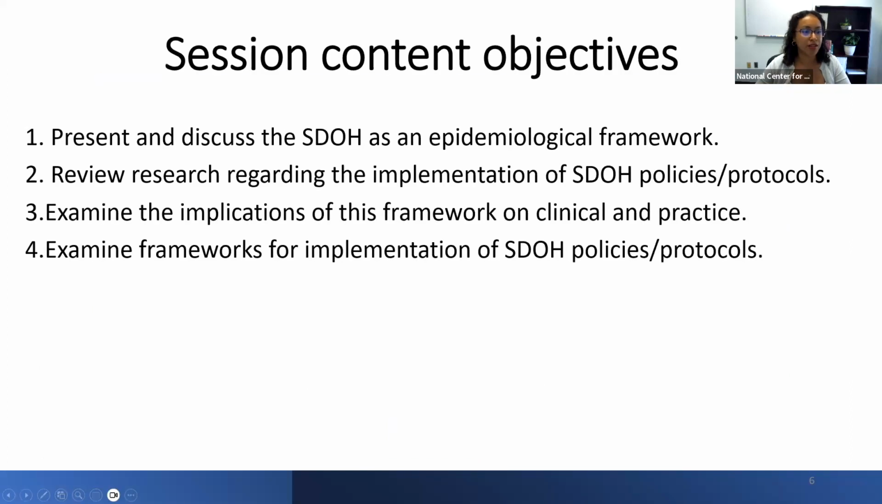Now I will pass it on to Dr. Kevin Lombardi. All right, everyone, just to go over our session content objectives, there's a lot to go over today, and we may not get all of it, but here's what I have planned to go over. One, we're going to present and discuss the SDOH as an epidemiological framework, a way of understanding patient care and healthcare management. Two, we'll review key research regarding the implementation of SDOH policies and protocols, with a particular emphasis on the how and the why. Three, we'll examine the implications of the SDOH framework on clinical practice and workforce management. Four, we'll examine frameworks for implementation of SDOH policies and protocols. Next, please.